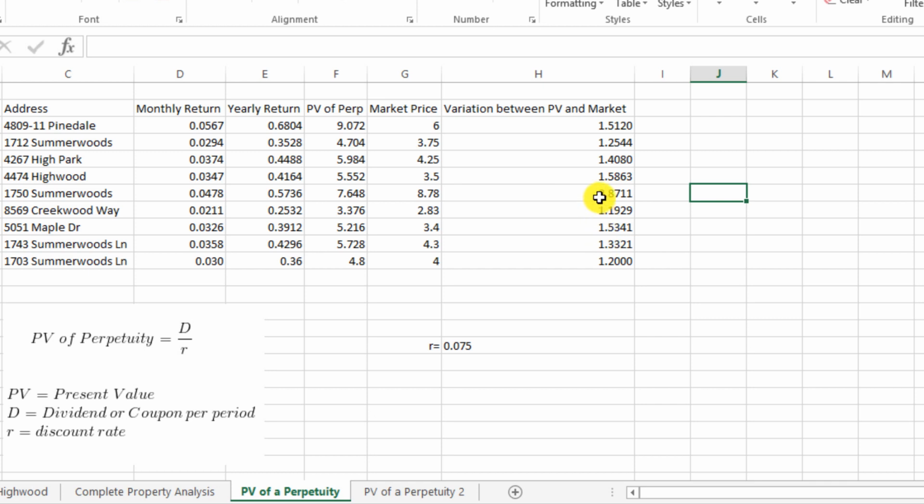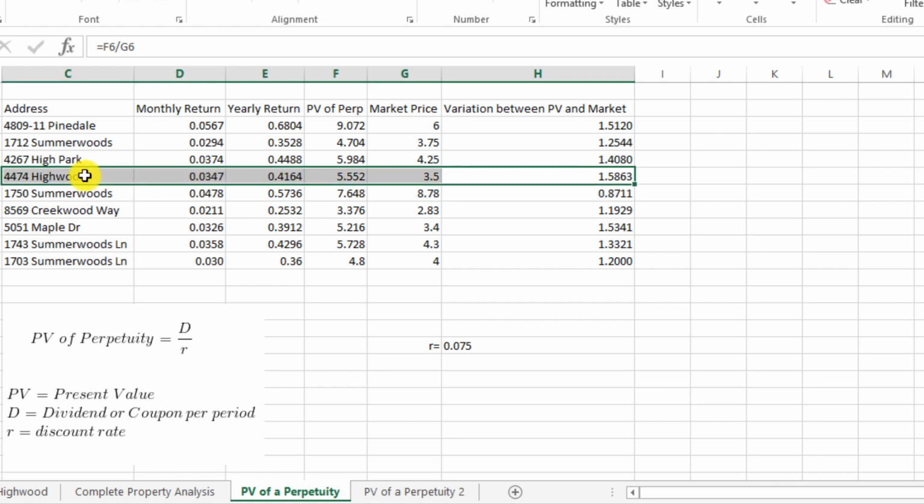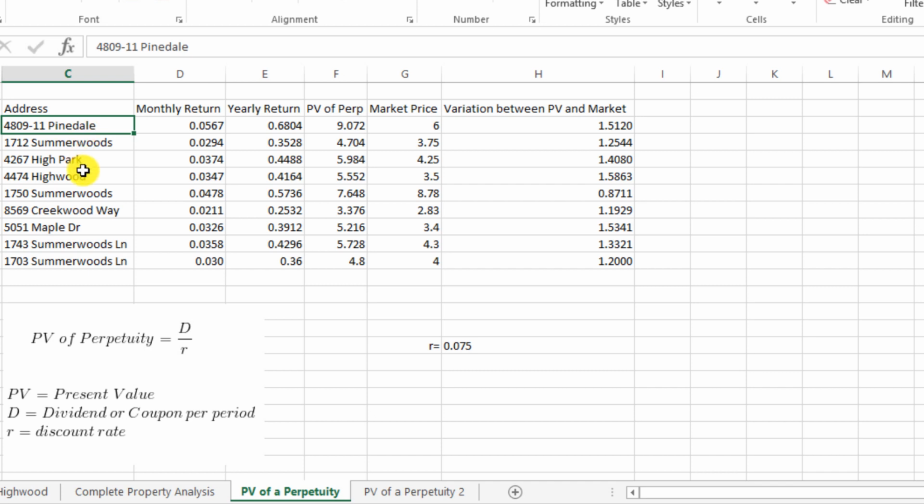So in this case, if you look here, our greatest valuation is going to be this number right here, which is 1.5863, and that is going to be 4474 Highwood, which is very different. Last time we decided that this would be the best property. So in this case, it's 4474 Highwood, which has a market price of $3.50. Now, something important to note is that this does not include equity. I have another tab down here which will include equity, which I'm going to get to in one moment.